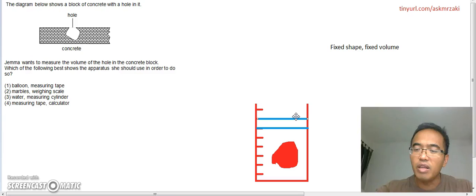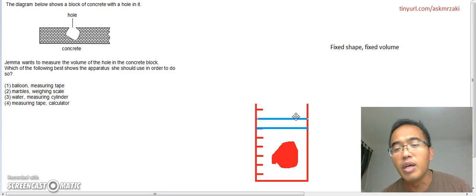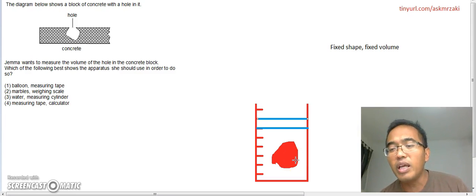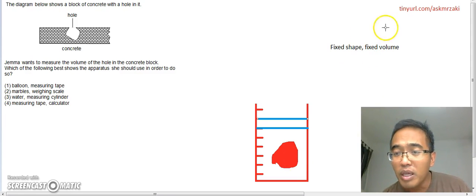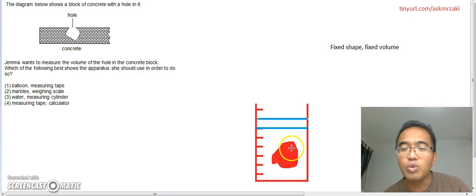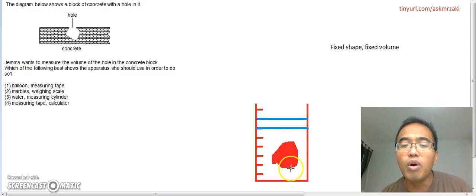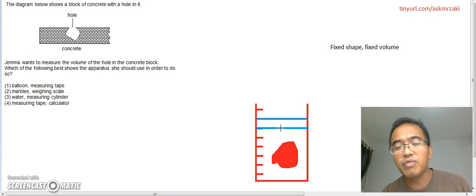I'm sure you can observe that the level of water will rise because the solid that you put into the liquid will have its own fixed volume, and this fixed volume will add to the total volume of water already in the cylinder, and the water will rise because of the added volume. So the difference that you can find between these two lines is actually the volume of the solid. Why? Because solids have fixed volume.